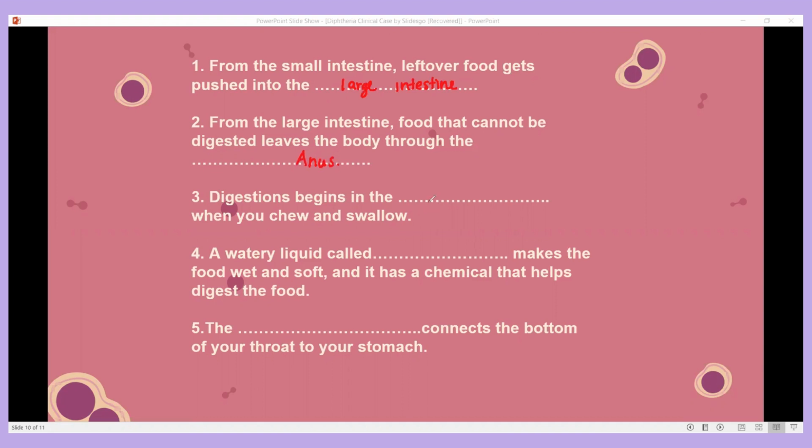Digestion begins in the mouth when we chew and swallow. A watery liquid called saliva makes the food wet and soft, and it makes the food a paste-like substance, and it has a chemical that helps in digesting the food. That chemical is an enzyme. So of course the watery liquid called saliva makes the food wet and soft. The part that connects the bottom of your throat to your stomach, we know that it is a long narrow tube, which is called the esophagus.